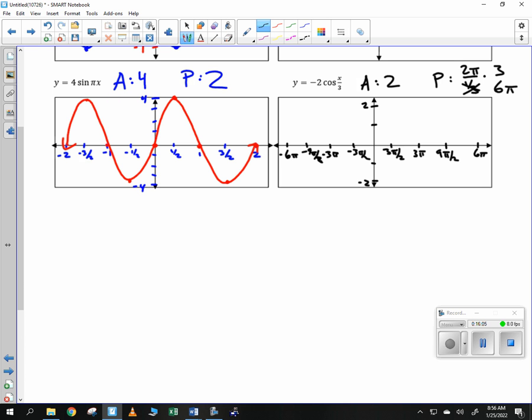Okay, it's a cosine graph. Does cosine start at the max or the min? Or does it start at the middle? Max or min, right? So if it's positive, it starts up at the max. But the negative makes it flip to the bottom. So it's going to start at the min.